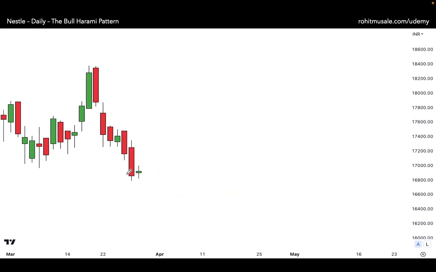Okay, remember that there are patterns where you can take a trade and there are patterns where you cannot take a trade. On a bull Harami, you are not allowed to take a trade. Okay, so that's the bull Harami pattern for you.